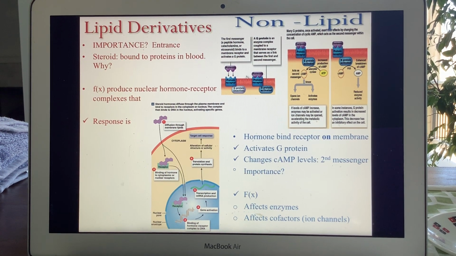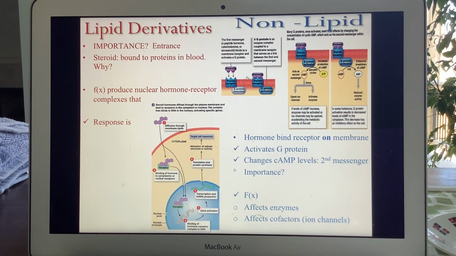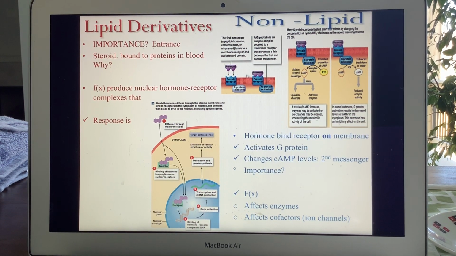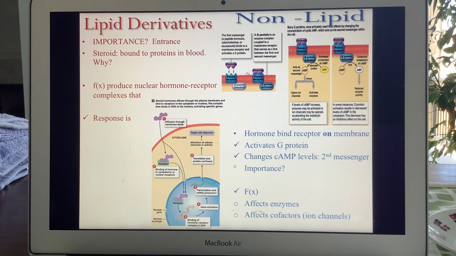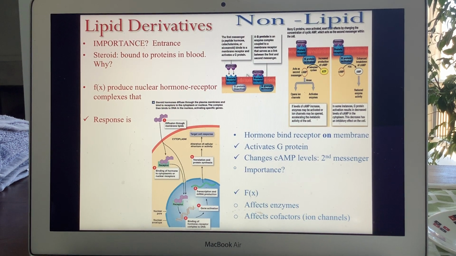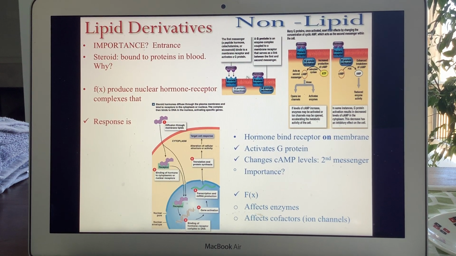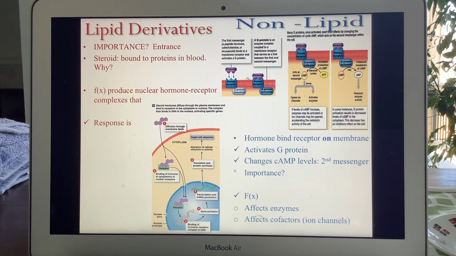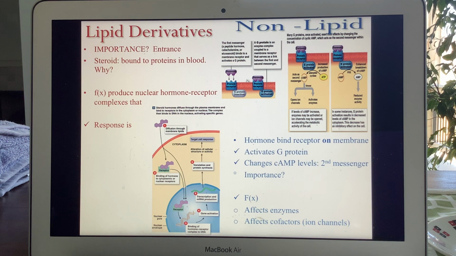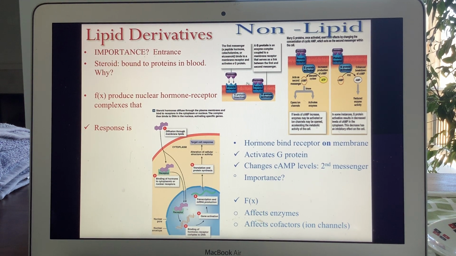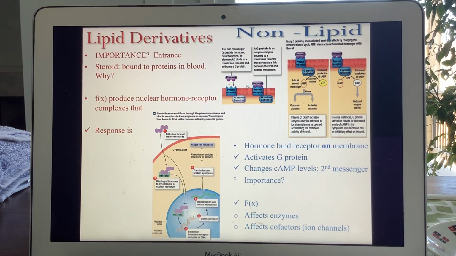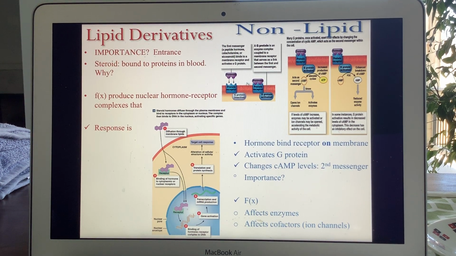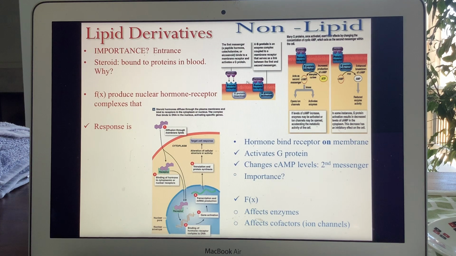When we talk about non-lipids, they can't go through. Proteins can't go through a membrane. So protein or non-lipid hormones are going to bind a receptor on the membrane. It's going to activate a second messenger. Usually that's going to end up being cyclic AMP, and that's going to amplify the response. You're going to have one hormone and multiple responses. The function of those non-lipid hormones then is going to be to affect either enzymes or cofactors. Cofactors are going to be those factors that help ions work. And that concludes the first lecture.